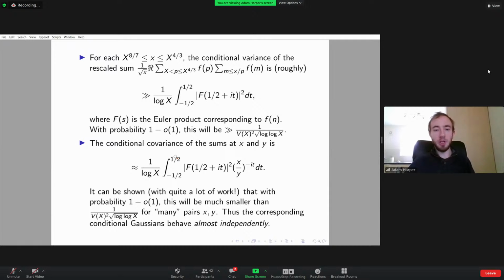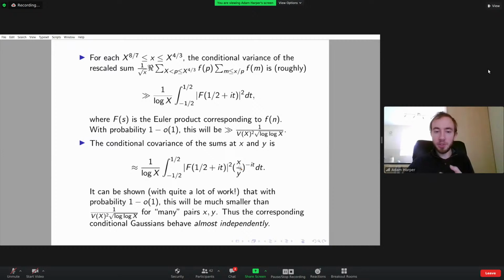And now, to finish, we need to understand the covariance structure. So the conditional covariance between the sums at different points, so for little x and little y, it turns out to be something very roughly like this. So it's the same kind of integral, but with a factor x over y to the minus it inside it. So if x is equal to y, so if we're at the same point, so we're looking at the variance, then this is just 1, so it's the same thing as up there. But if x is away from y, then x over y is something that's not 1, and this will rotate as little t varies over this interval, so you might hope to get some cancellation from this factor, x over y to the minus i t.